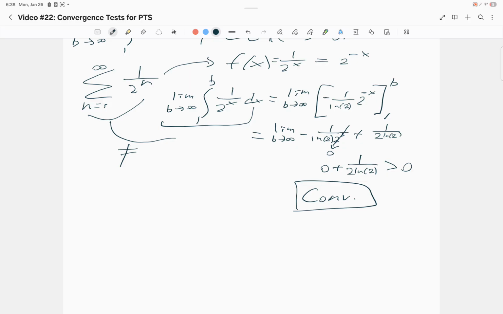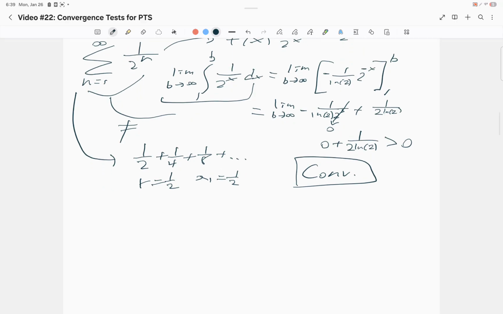And you probably already knew this converges because it's a geometric series, right? 1/2 plus 1/4 plus 1/8 plus ... where the ratio is 1/2, right? And A1 equals 1/2. So there you go. You could probably already recognize that.